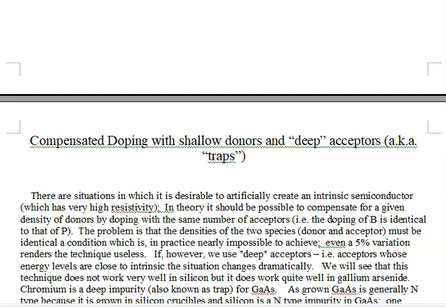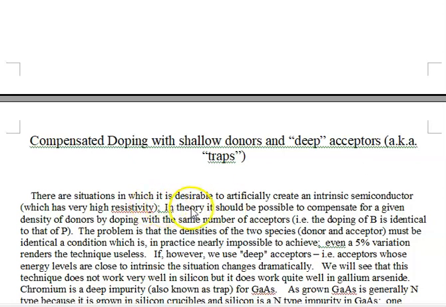Okay, so our last topic, which is relatively advanced, generally not covered in an undergraduate course, but we're going to dive into it because I think we have the tools to do it. It's called compensated doping with shallow traps and deep traps. And why do we want to do this, and what's this all about?